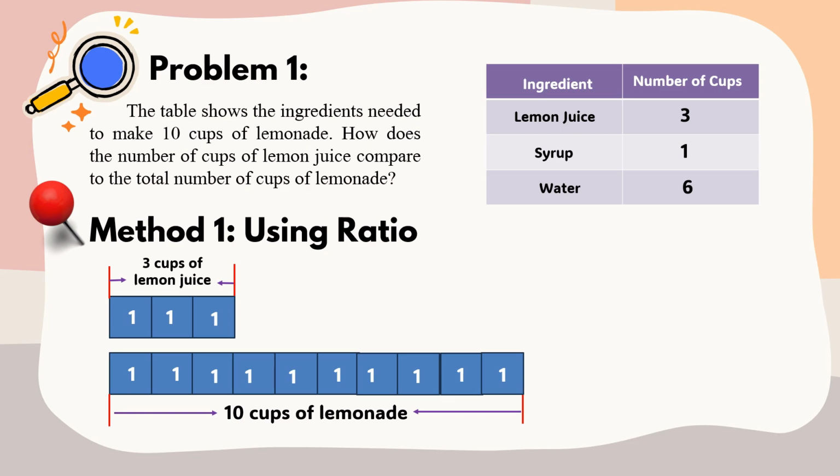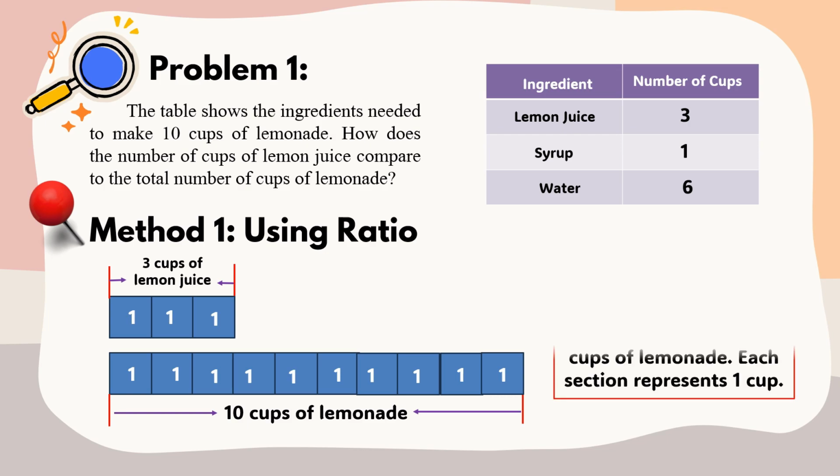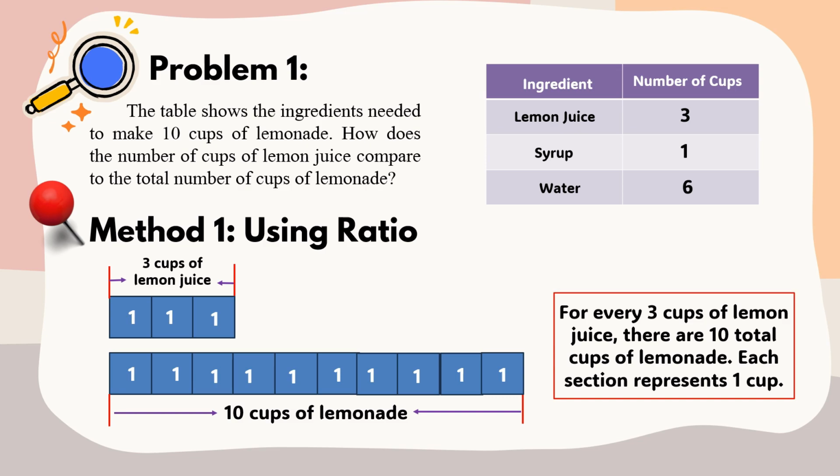In this illustration, the relationships between the quantities of ingredients are examples of ratios. To make one batch of lemonade, which is 10 cups, you need 3 cups of lemon juice. For every 3 cups of lemon juice, there are 10 total cups of lemonade. Each section represents 1 cup.